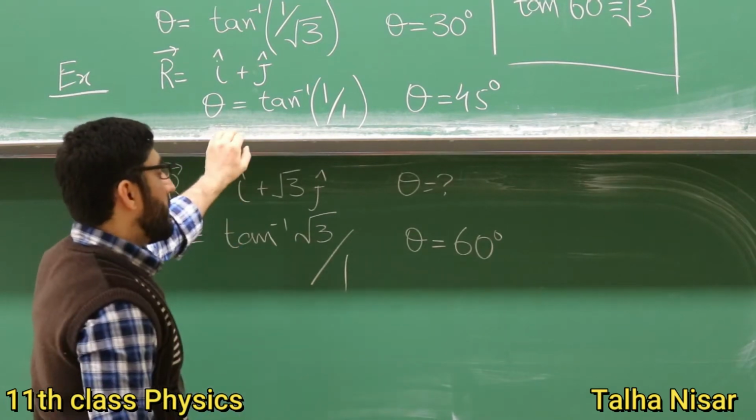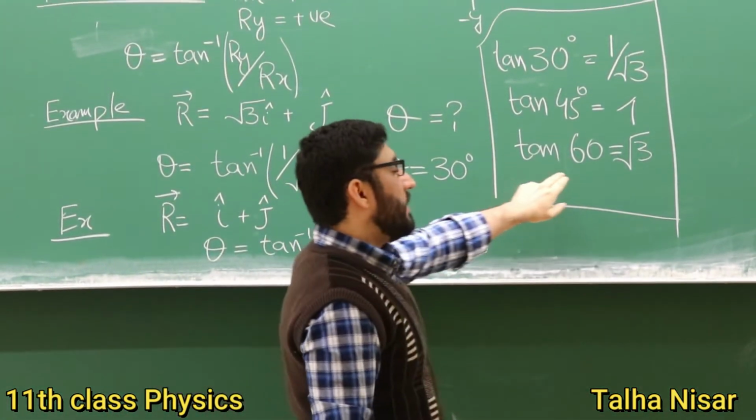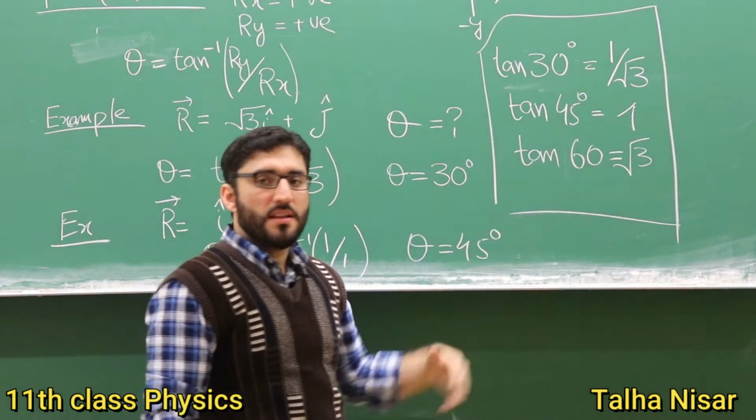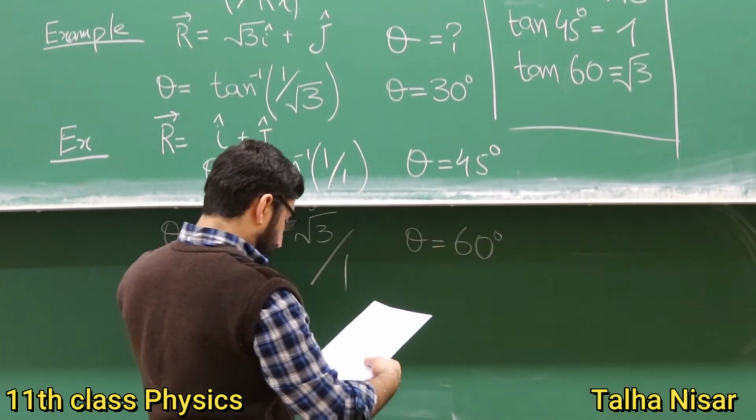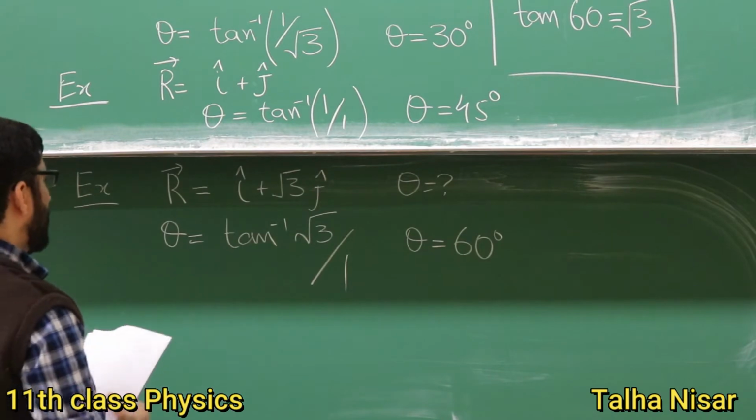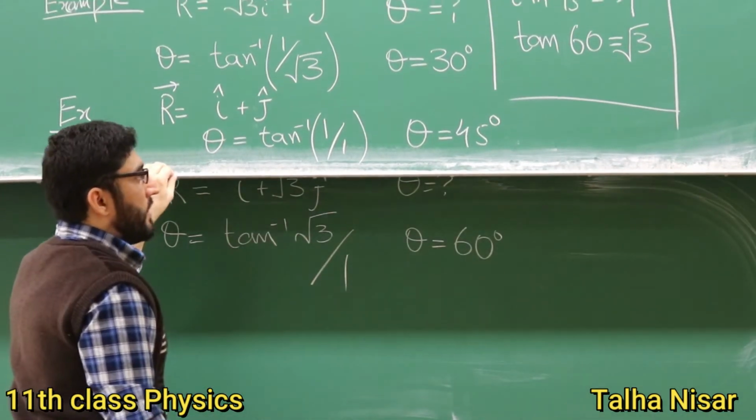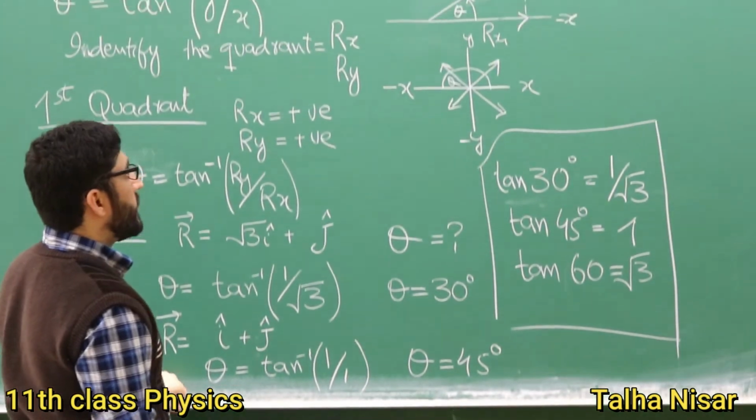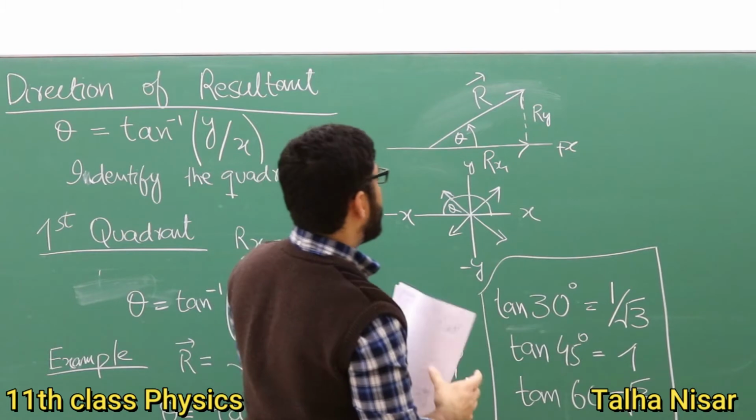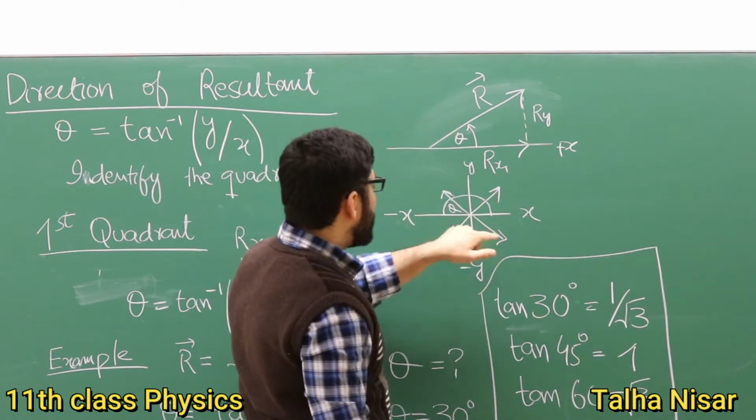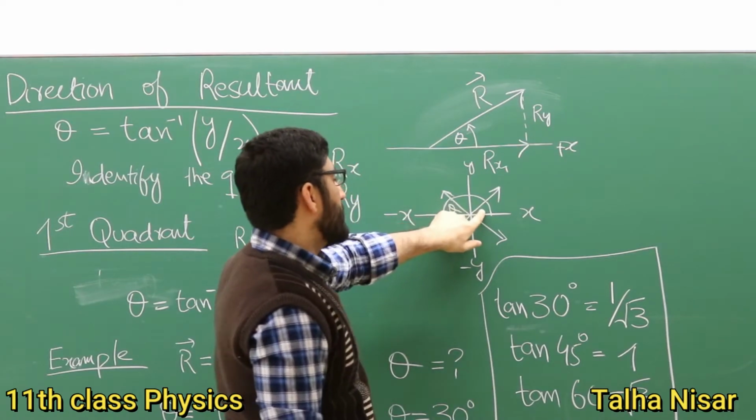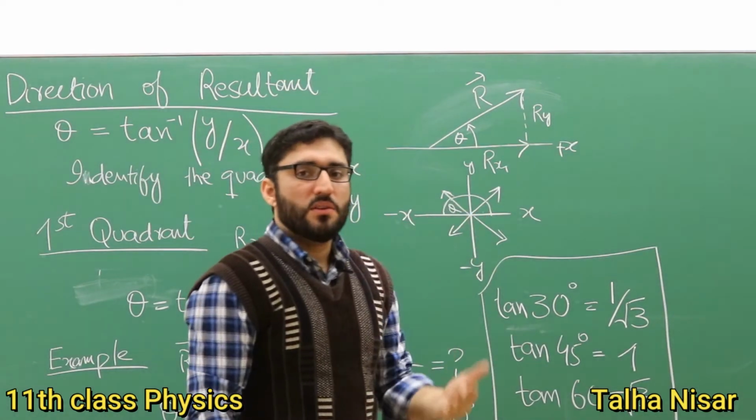So you just need to remember these values, and then you can easily find out the angle between the resultant vector and the positive x-axis. This was easy because the vector was in the first quadrant, so the angle that we got was the angle that was required.